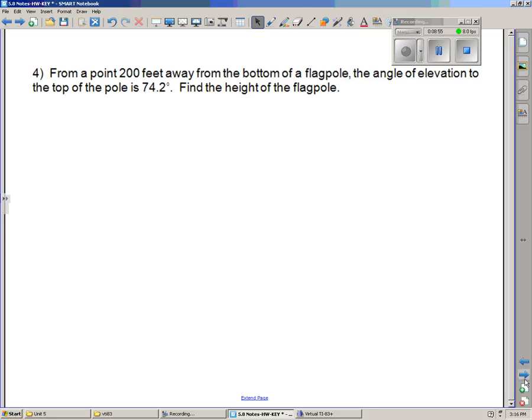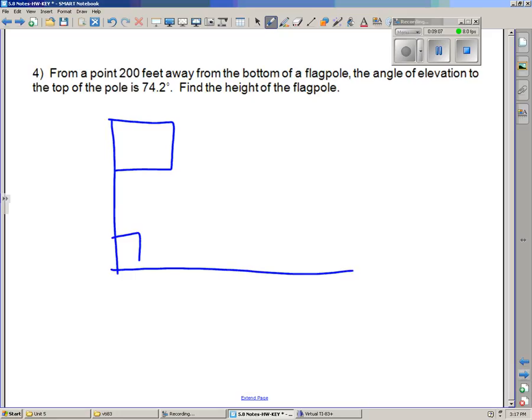From a point 200 feet away from the bottom of a flagpole, the angle of elevation to the top of the pole is 74.2. Find the height of the flagpole. I can draw flags. Woohoo! So here's our flagpole. It's on the ground. It makes a right angle. From a point 200 feet away from the bottom of the flagpole, that's going to be this piece down here. Here's the point. The angle of elevation to the top of that pole is 74.2.